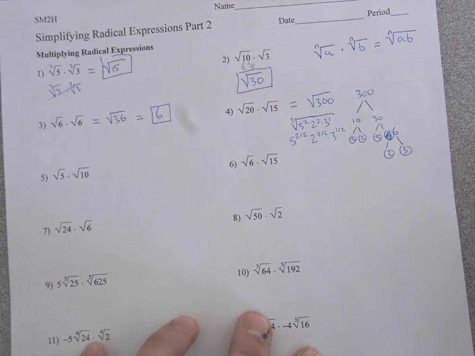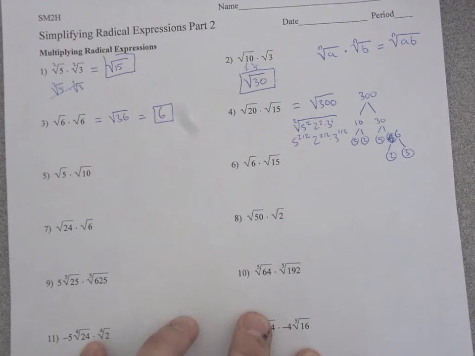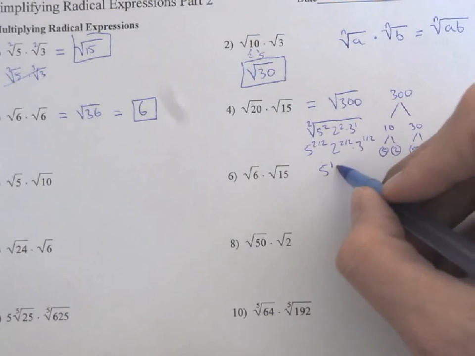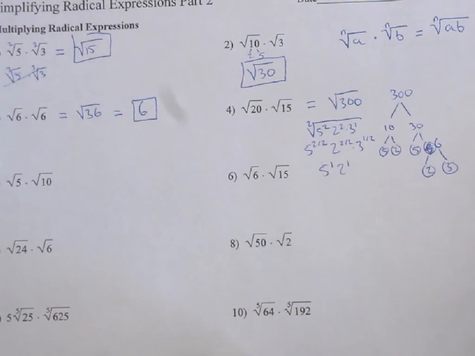So when we simplify all these guys, zoom in a little bit, we're going to get 5 to the 1 power, because 2 over 2 is 1, 2 to the 1 power, because 2 over 2 is 1, and then we still have this 3 to the 1/2 power that we can't do anything with.